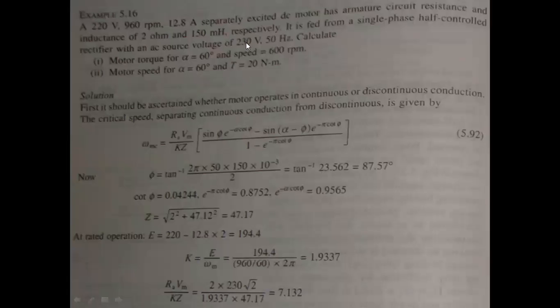These are the problems on fully controlled rectifier. Now you will see problems on half controlled rectifier. A little bit of adjustment in the formulas will be there and the remaining is all the same.